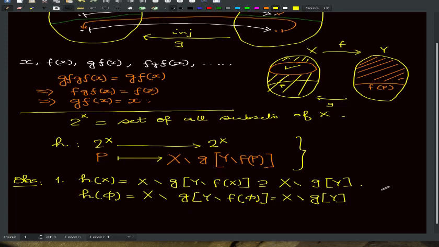So you can see that, well, about this you cannot say much. Obviously this is a subset of x. H of x is obviously a subset of x, and this is, so H of the empty set is bigger than the empty set, and H of x is smaller than x. So you can see, now let's try and see what is happening.